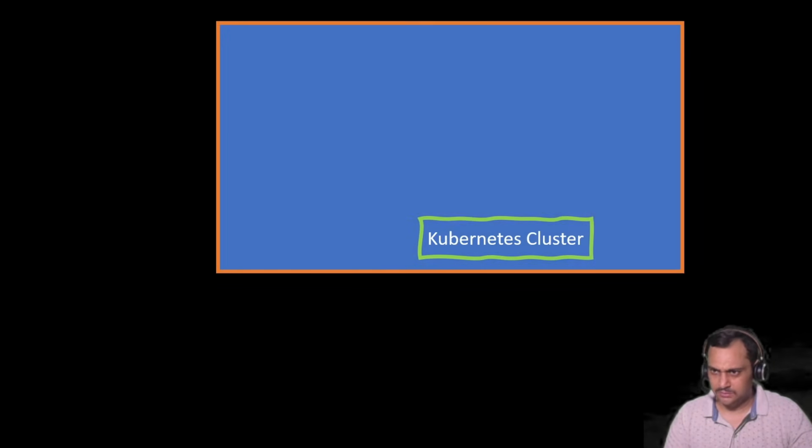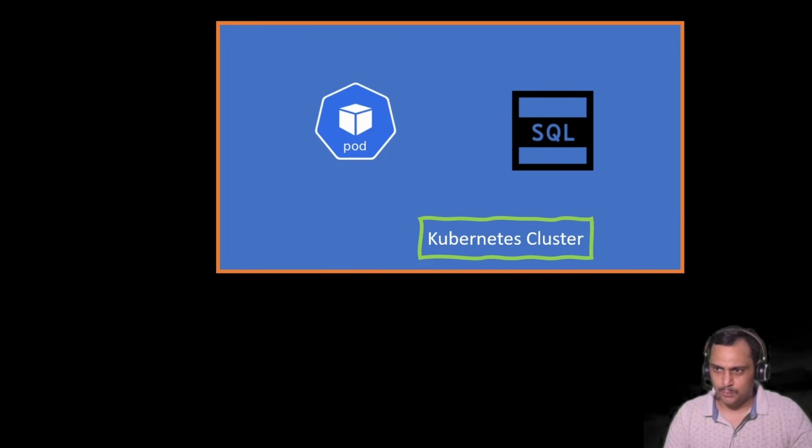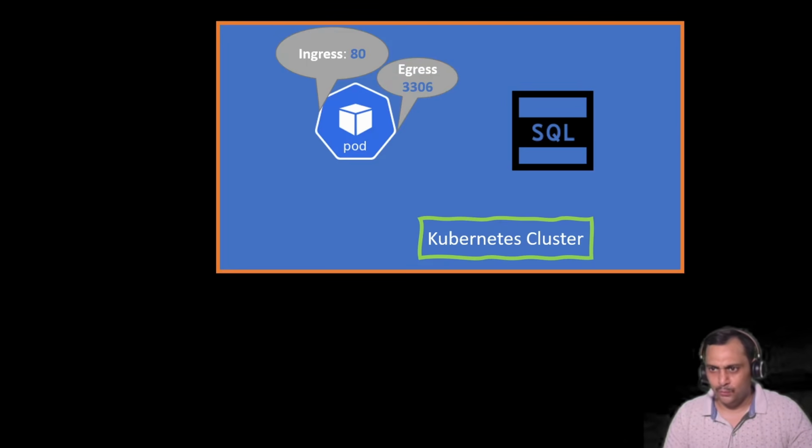This is our cluster. We have one Nginx pod and one SQL database pod. On the Nginx pod, we have created an ingress rule. Ingress means incoming traffic rule, which allows only port 80 traffic. Also, we created an egress rule. Egress means outgoing traffic rule, to allow exit traffic only for port number 3306. On the SQL pod, we created an ingress rule to accept traffic on port number 3306.